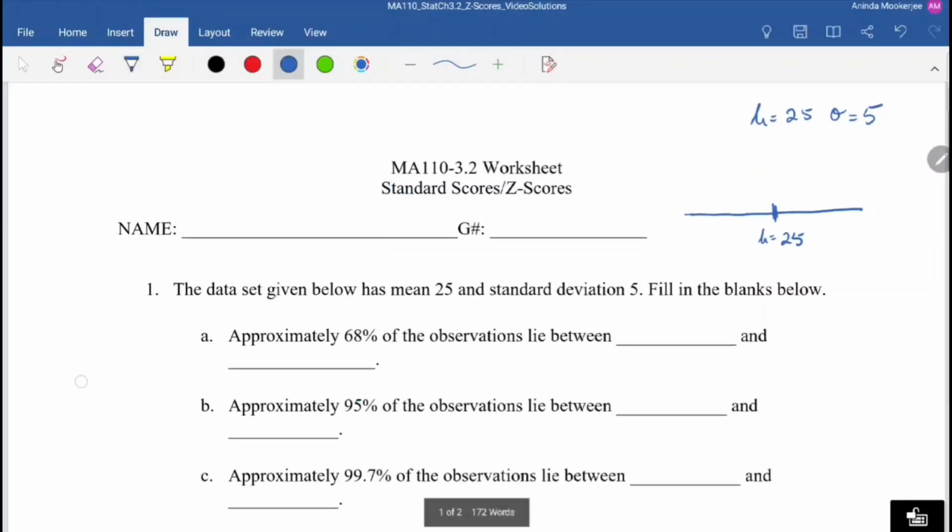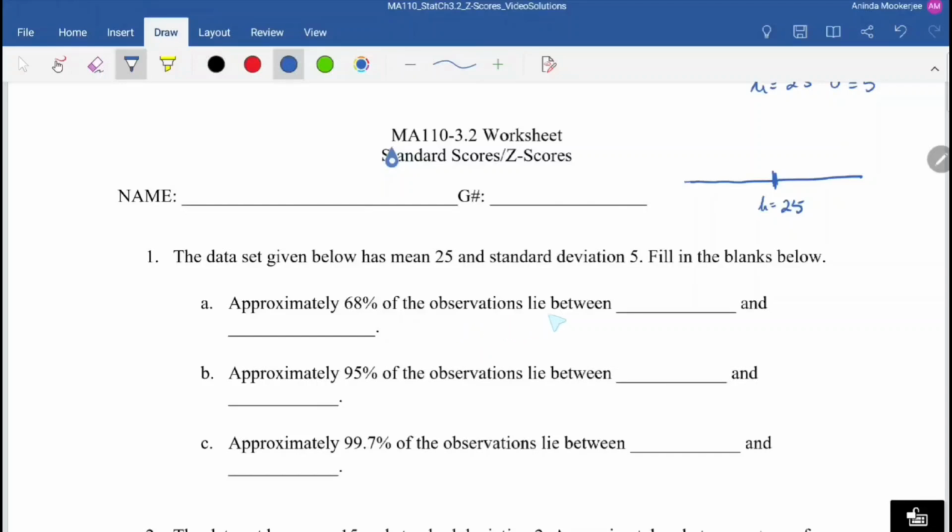Now the question they're asking is, approximately 68% of the observations lie between blank and blank. So again, you have to recall the empirical rule that we learned, the 3 standard deviation rule. Approximately 68% of the observations lie between -1 and +1. All right. Now, -1 and +1 are z-score values. These are the z-score values.